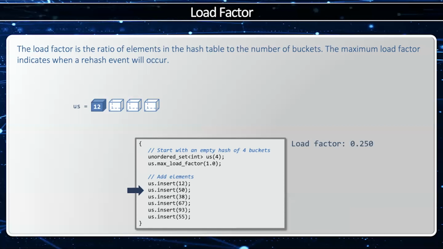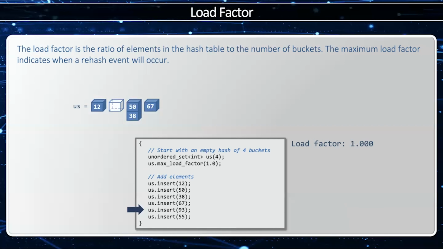Now I'm going to insert 50. 50 mod 4 is 2, and my load factor goes to 0.5. 38 mod 4 is 2, and now my load factor goes to 0.75. And 67 mod 4 is 3, and my load factor goes to 1. Now, I'm not going to rehash yet because I have not yet exceeded my maximum load factor, which is 1.0.